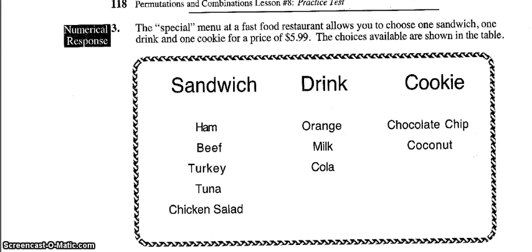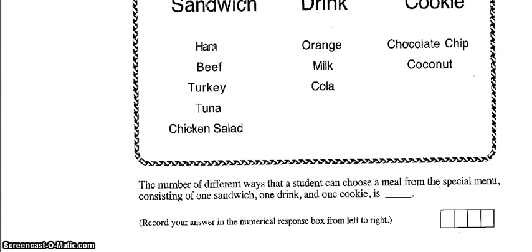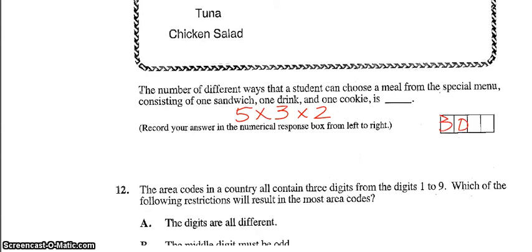All right. This question is easy. 5 sandwiches, you choose 1. Free drink, you choose 1. 2 cookies, you choose 1. The answer is 30.